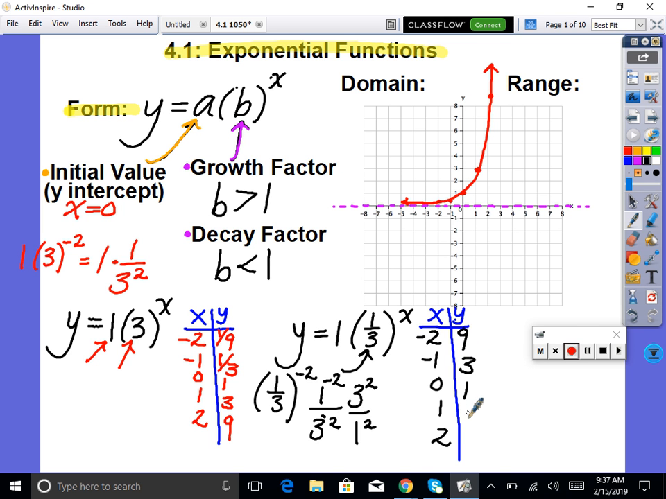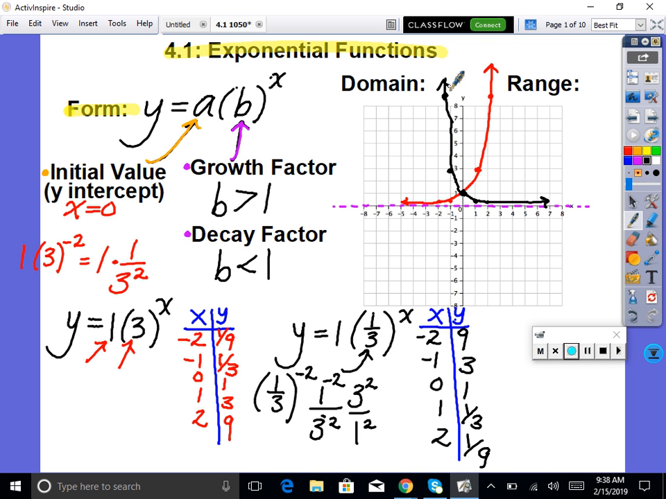So if I plug in -1, what will I get? 3. Plug in 0, I get 1. Plug in 1, I get a third. Plug in 2, I get a 9th. So as you can see here, if I graph this one now, over -2 up 9, it's just kind of backwards. It's getting smaller and smaller over time. Over -1 up 3, over 0 up 1, over 1 up a third, and so on. Here's my exponential decay function.